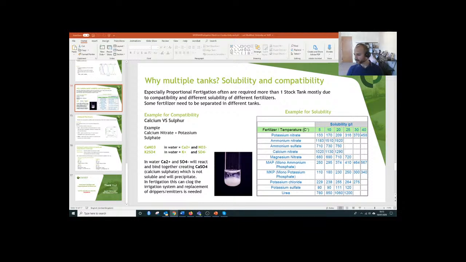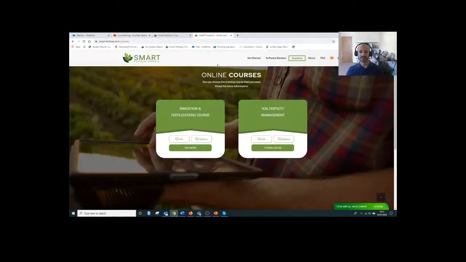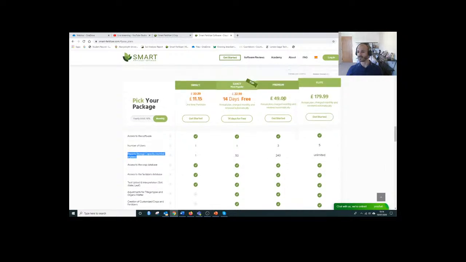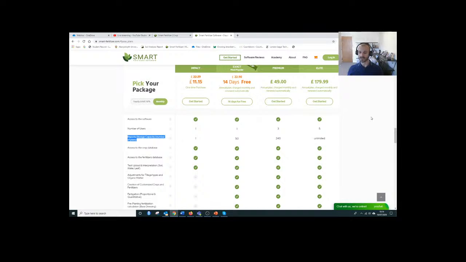Thanks, Joseph. Also another person asks, is there a limit on the number of fertilization programs? There's no limit, so you can create as many fertilization plans as you prefer. The only limit that we give, I'll show you here, is the storage capacity. So as you can see here, storage capacity. You can create as many as you want, but you can keep saved only 50, 240, or unlimited according to the package, the product. You can create as many as you want, as I said. You just can store a limited amount of them.